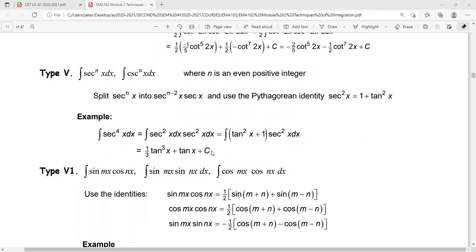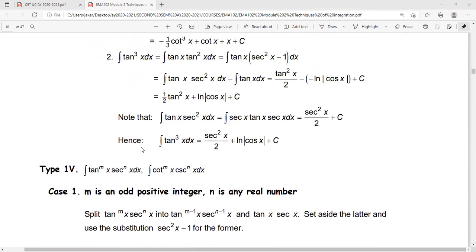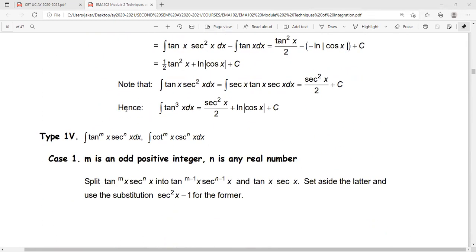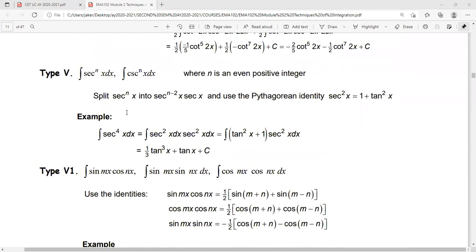Okay, now here, type 5. We already have type 3 and 4. Type 3 is either tangent or cotangent. Type 4 is a combination of tangent and secant, or cotangent and cosecant. Now, type 5 is a standalone function again: secant or cosecant only, raised to n. There is a limiting condition here, meaning class, this is the condition that has to be met, that way you can use the technique that is presented. N has to be even and positive.